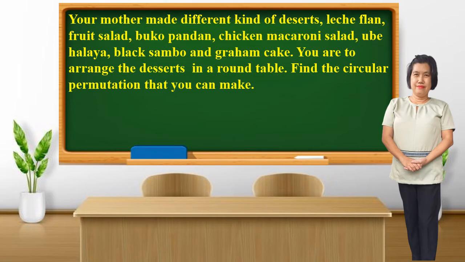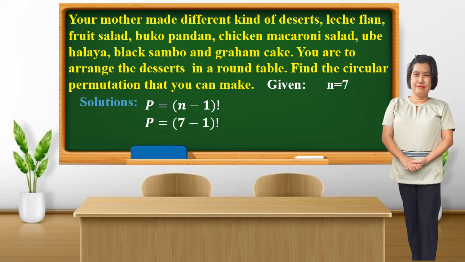Your mother made different kinds of desserts: leche flan, fruit salad, buko pandan, chicken macaroni salad, ubi halaya, black sambo, and graham cake. You are to arrange the desserts in a round table. Find the circular permutation that you can make. The given value of n is equal to 7. Substitute in the formula P is equal to the quantity n minus 1 factorial, is equal to 7 minus 1 factorial, and 7 minus 1 is 6 factorial, and 6 factorial is equal to 6 times 5 times 4 times 3 times 2 times 1, and that is equal to 720.